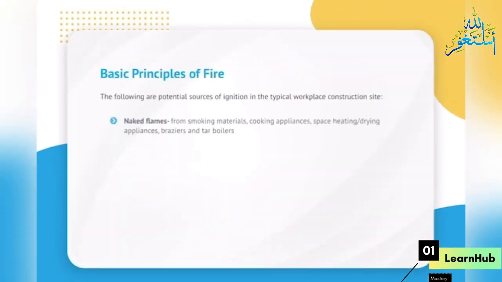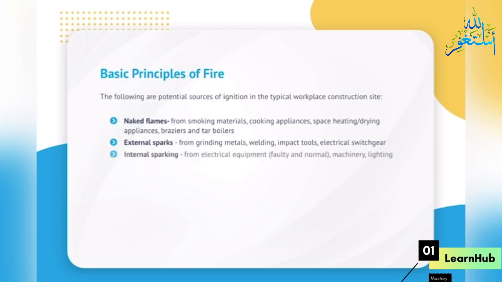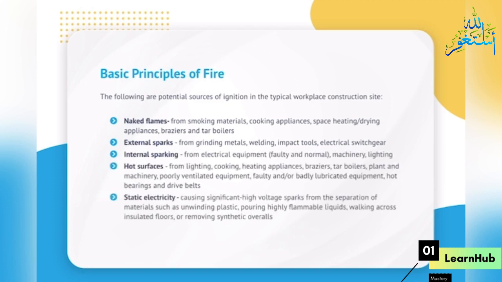The following are potential sources of ignition in the typical workplace construction site. Naked flames. From smoking materials, cooking appliances, space heating or drying appliances, braziers and tar boilers. External sparks. From grinding metals, welding, impact tools, electrical switchgear. Internal sparking. From electrical equipment, faulty and normal, machinery, lighting.